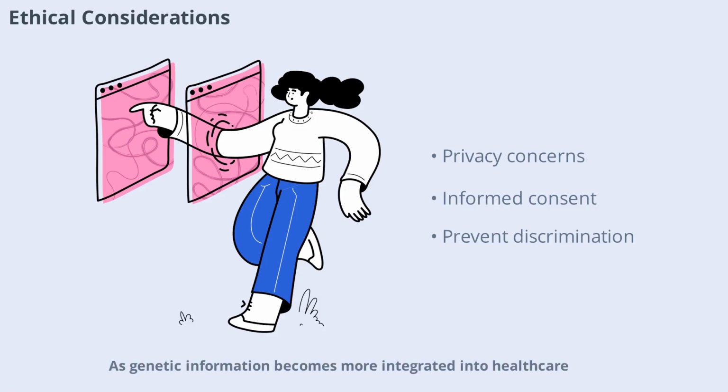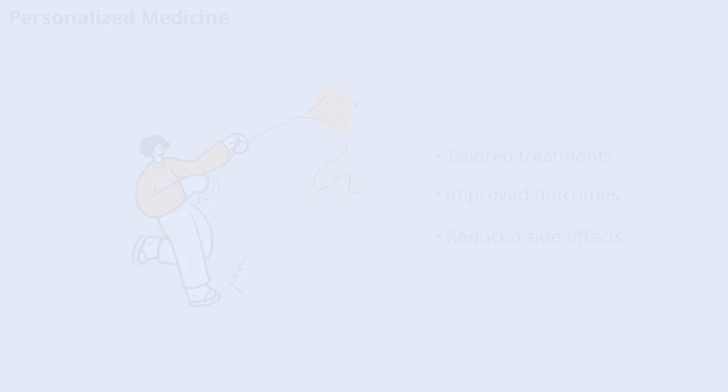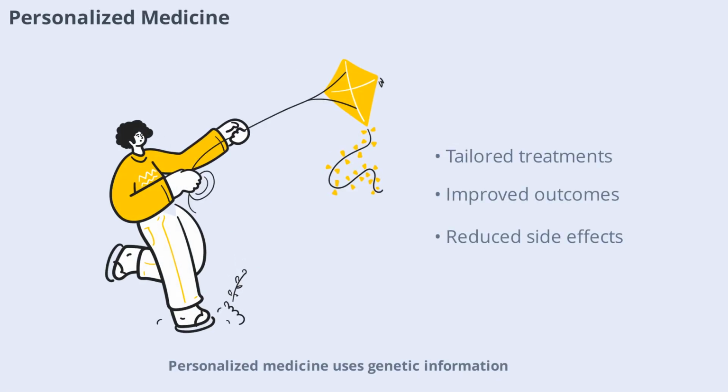As genetic information becomes more integrated into healthcare, it's crucial to establish guidelines that protect individuals' rights and ensure responsible use of genetic data. Personalized medicine uses genetic information, including mutations and polymorphisms, to tailor healthcare to each individual. By understanding a person's unique genetic makeup, doctors can select the most effective treatments and avoid those likely to cause side effects. This approach is revolutionizing healthcare, making it more precise and effective.